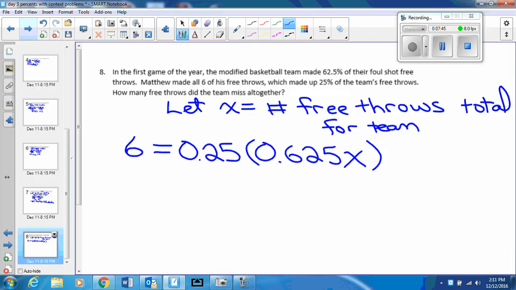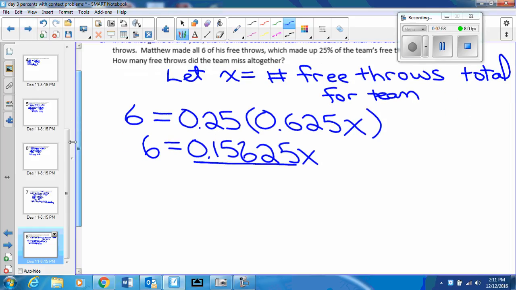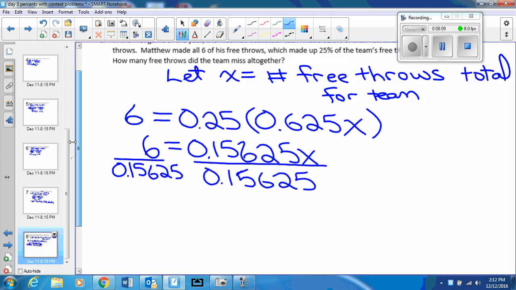On the right side, I'm going to use my calculator to multiply 0.25 by 0.625. So I get 6 equals 0.15625 x. Now we're going to solve it with an inverse. I'm going to divide by 0.15625. So using my calculator, 6 divided by 0.15625, I get that the total number for the entire team is 38.4, so I round it down to 38 shots.